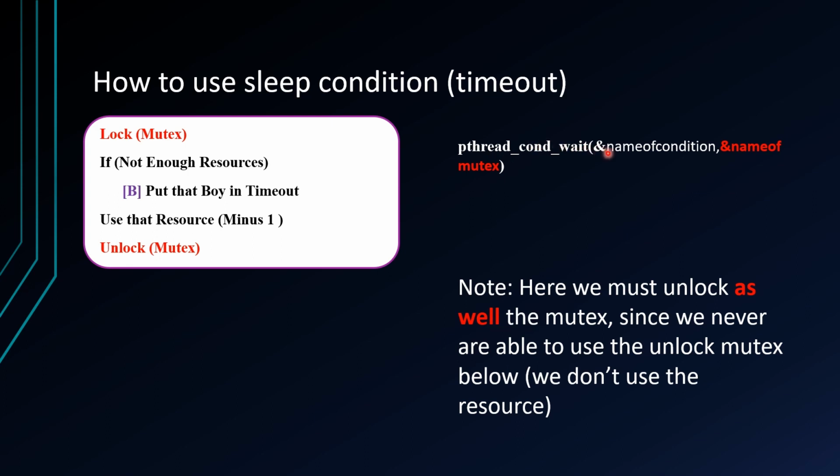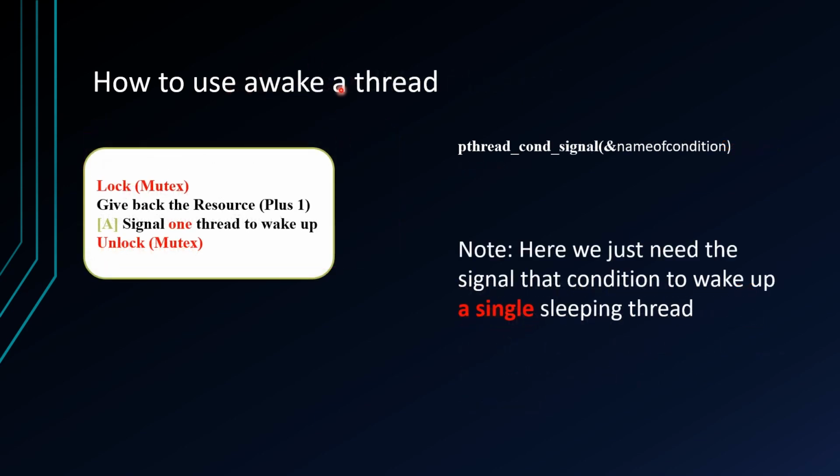So the conditional wait takes the name of the condition and the name of the mutex. And the reason why the name and mutex is passed here is because this will actually unlock the mutex as well. Because we don't hit this part right here, right? We just put it in timeout, so it doesn't actually go here because we don't -1 the resource. So here it does both, okay? Hopefully that makes sense. And then the awake thread, yeah, you just need to pass it because we are gonna unlock the mutex. All right. Here it's all here.